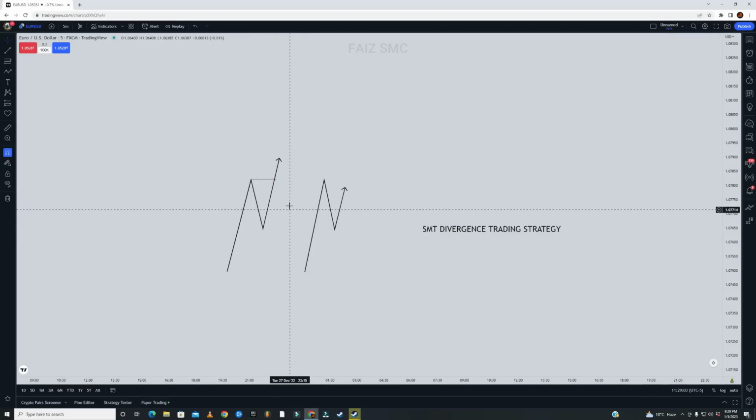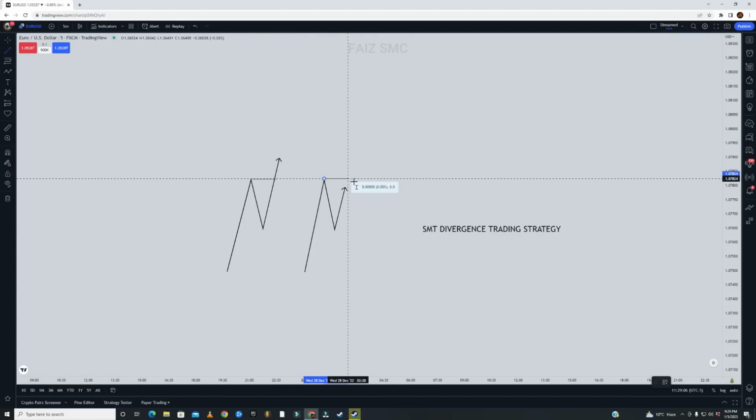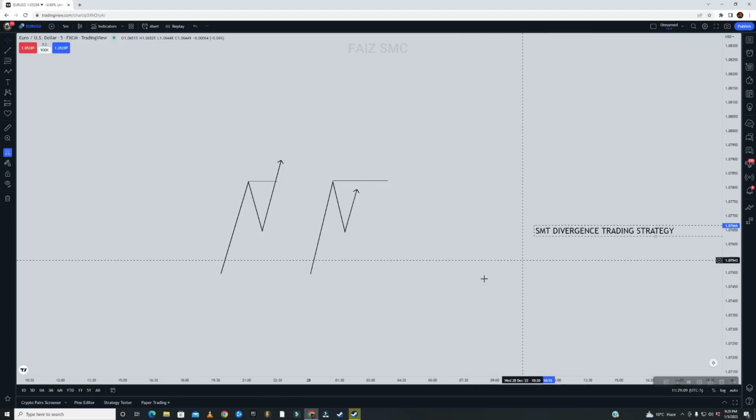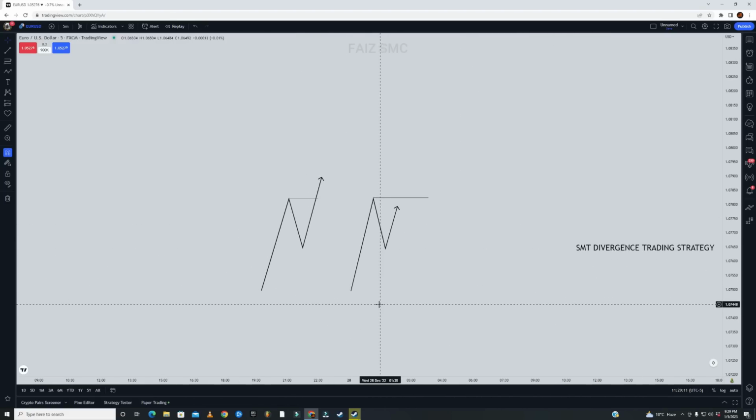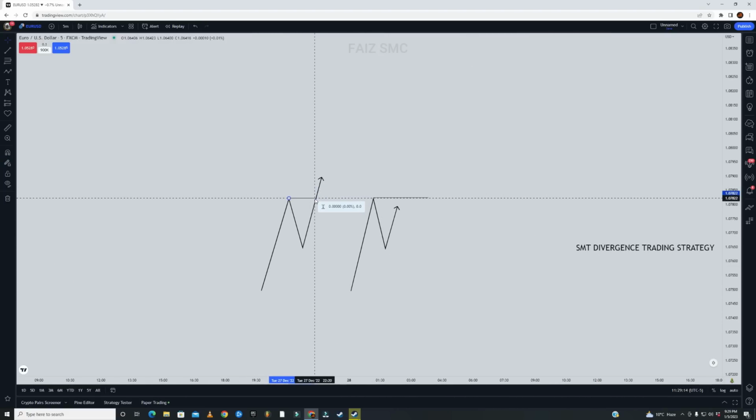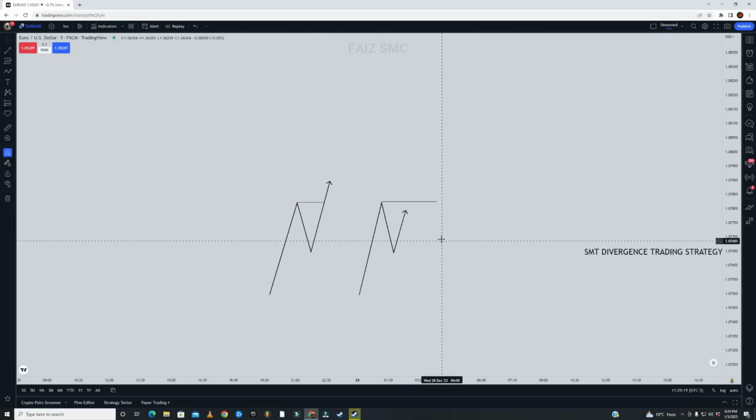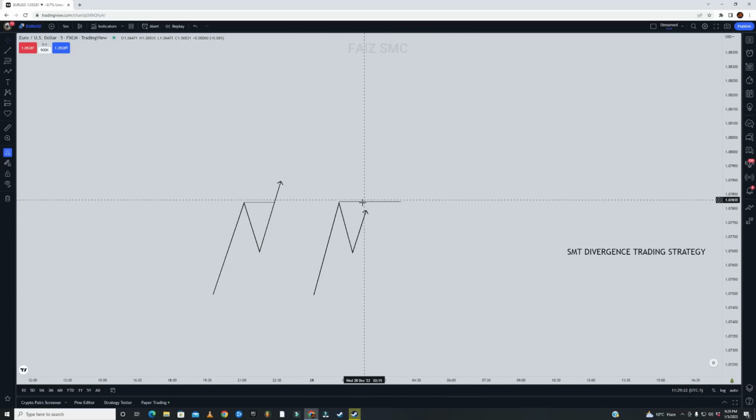Right here, for me, this is a liquidity sweep, and this right here is a shift in order flow. Now, what is a shift in order flow? Let's say we are looking for short positions, we look for a liquidity sweep on one pair, and we look for an order flow shift on the other pair. It's when price fails to make a higher high on that pair. On Euro USD, we have a higher high, but on the GBP USD, we failed to create another higher high, which means that the momentum has now shifted to the downside. So the pair that made a higher high was actually a liquidity sweep.